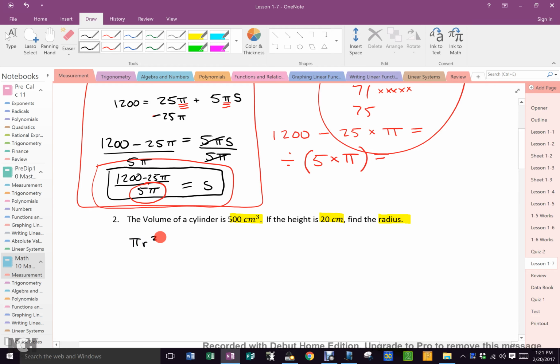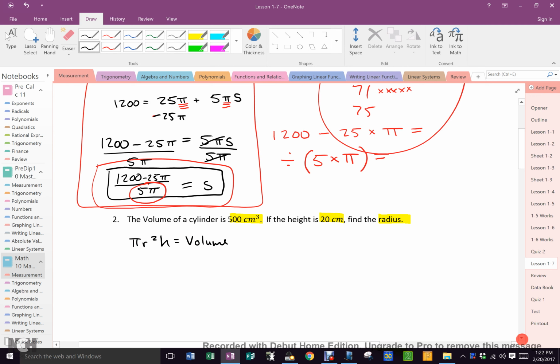pi r squared h equals volume. Now I'm just going to go very quickly here because you guys were already supposed to do this for homework. As soon as we get to something that you don't know what I'm doing, you need to stop me, okay? Because this is marking your own work, yeah?